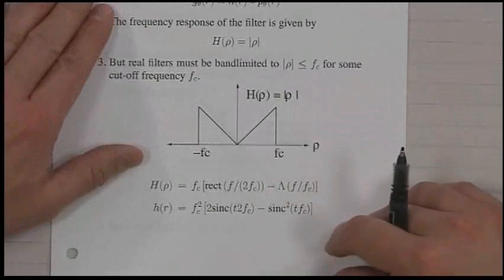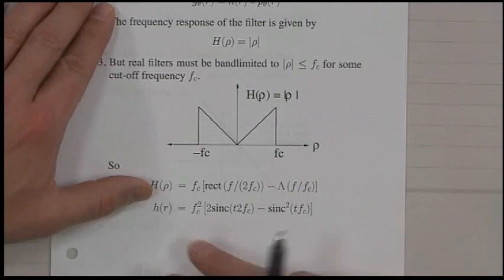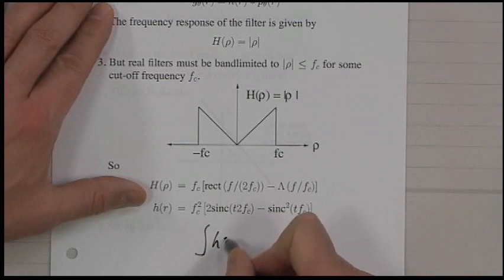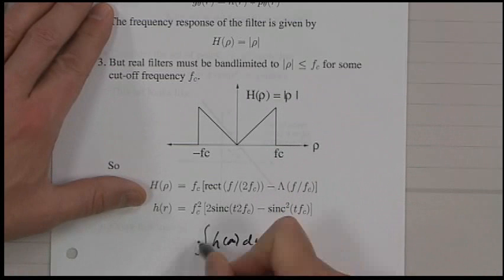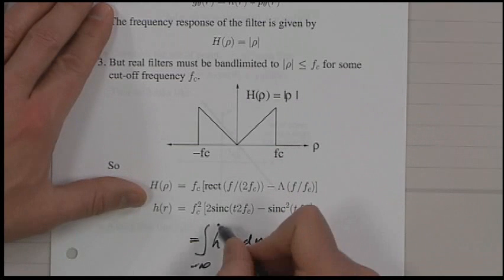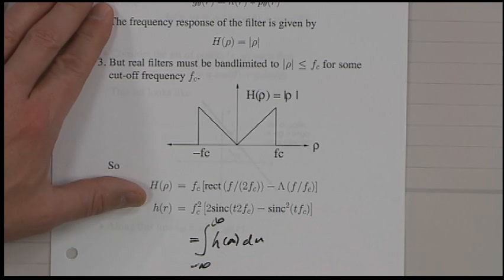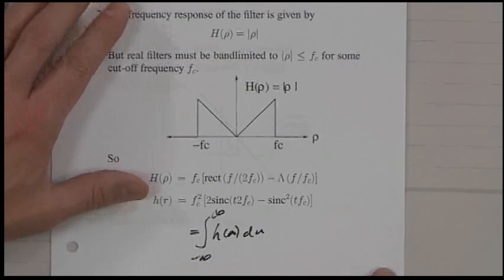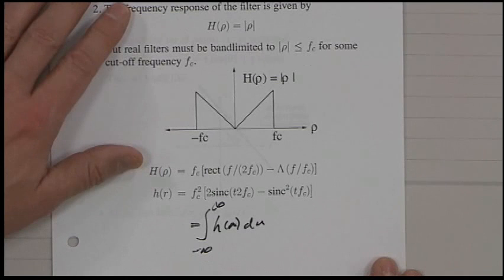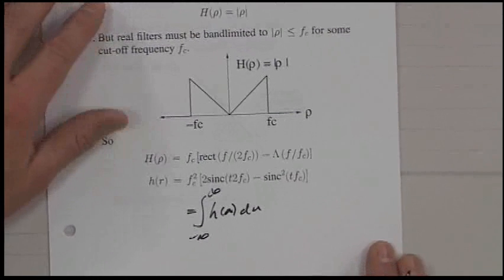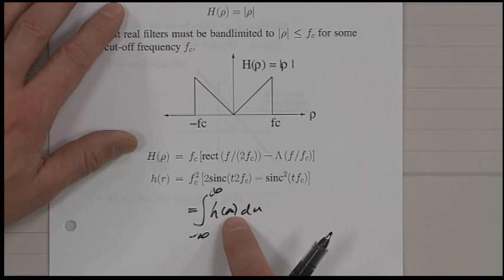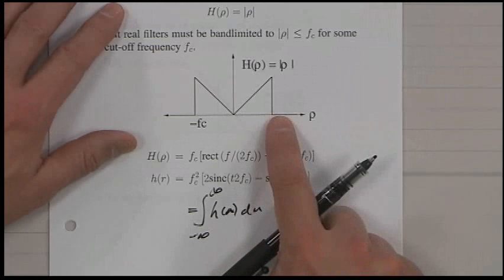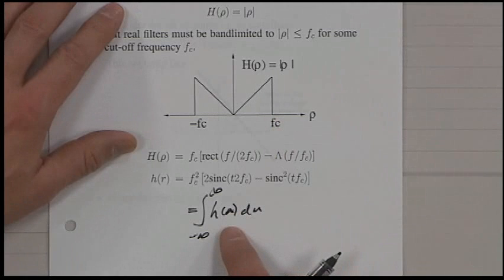You can plot this function, and if I take the integral of h of r dr from minus infinity to infinity, what's that equal to? When we get done with this course, that's one of the things I insist that everyone learn. They should be able to know the answer to this question instantly. So h is the impulse response associated with this frequency response. So what's the integral, the area under the impulse response?